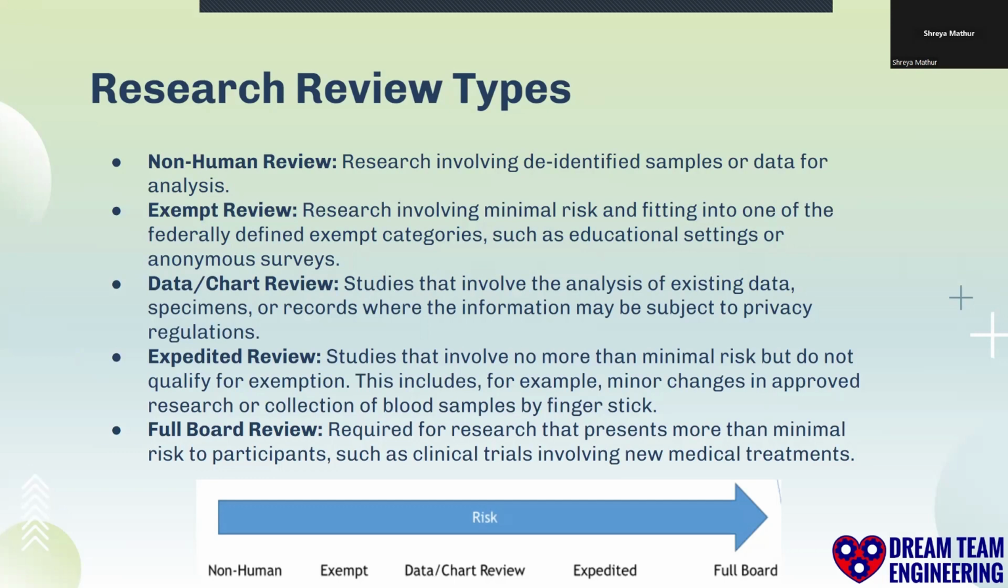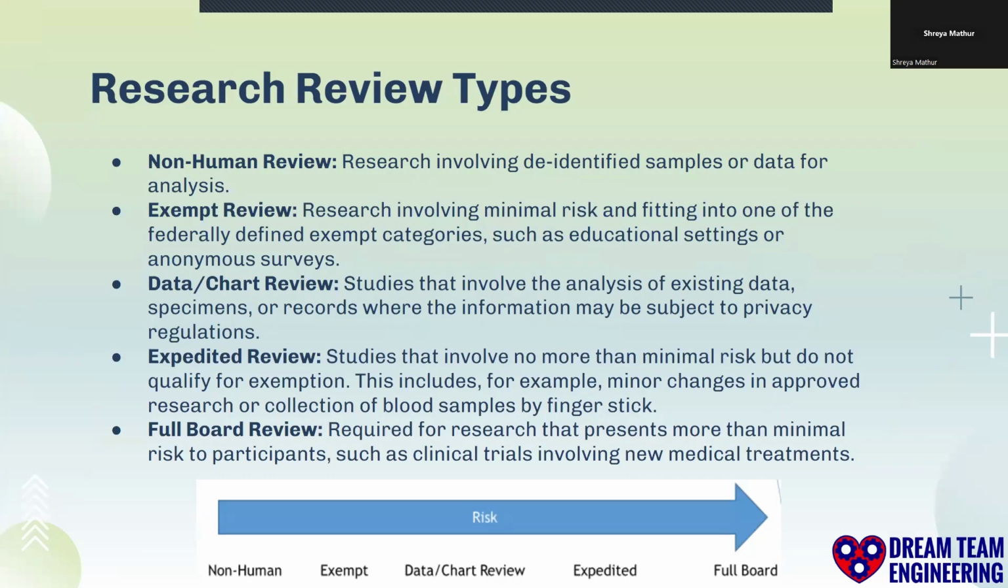The only difference with non-human and data and chart review is that with data chart review, you have access to PHI, protected health information, whereas with non-human, it's all de-identified, so you don't know anything about the person.